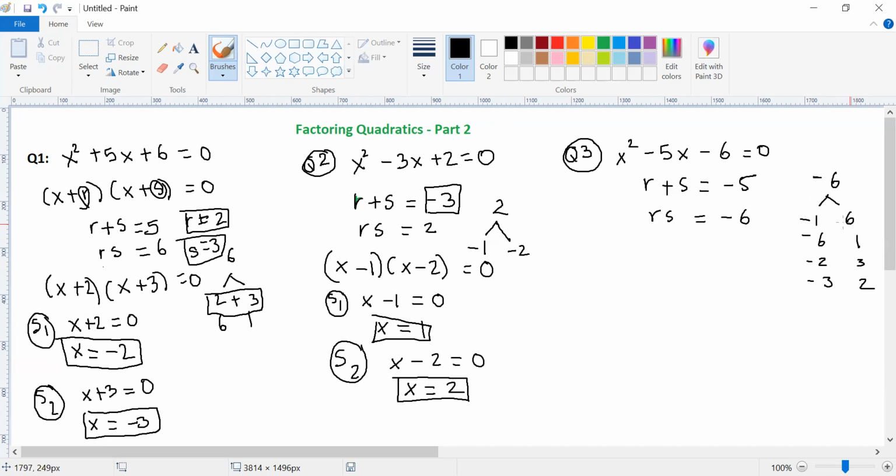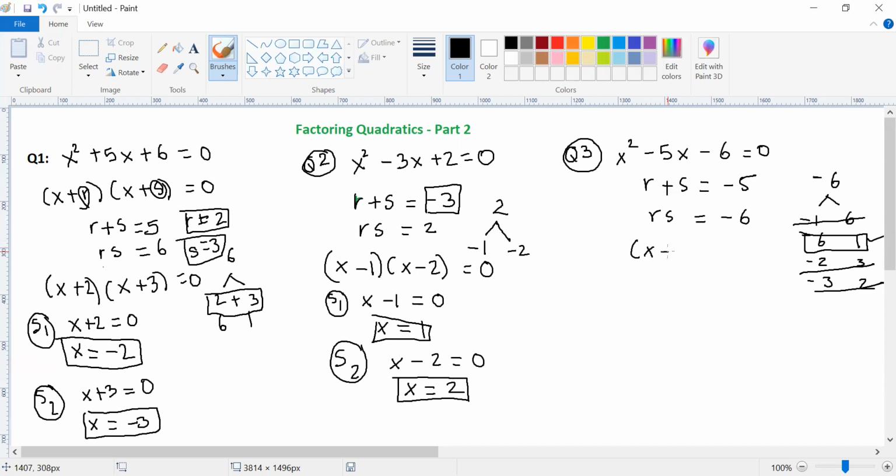We know that it's not negative 1 and 6, because when you add them together, you're going to get a positive 5, and we want a negative 5. We know that it is negative 6 and 1, because when you add 1 to negative 6, you're going to get negative 5. So this is our solution, but let's make sure that we didn't do our arithmetic wrong. Negative 2 plus 3 gives you positive 1, so that's not our answer. And negative 3 plus 2 is equal to negative 1, so that's not our answer, so we know that this is our answer, right?